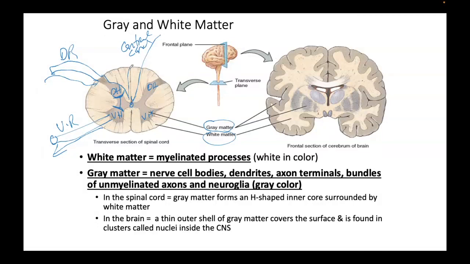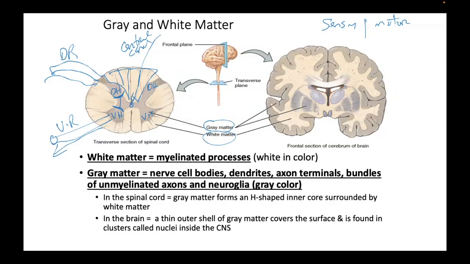Back here, these are the posterior columns for all your proprioceptive awareness. And a lot of your tracts, your sensory and motor tracts, are located in the white matter. And you will learn about the sensory and motor tracts in your textbook, but they name them by the direction that the signals are traveling. I'll give you an example. Think of the tracts as elevators that go up or down the spinal cord. And if they go up, they're sensory, and if they go down, they're motor.